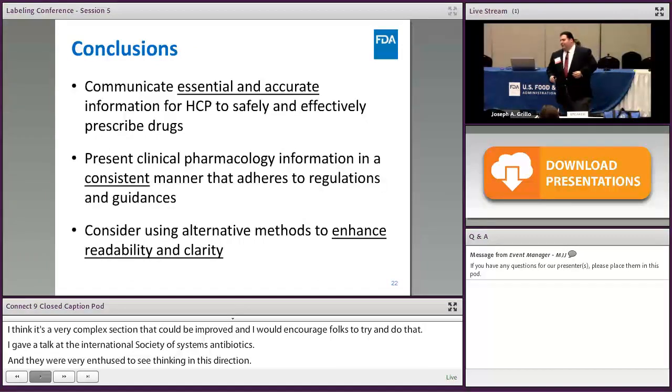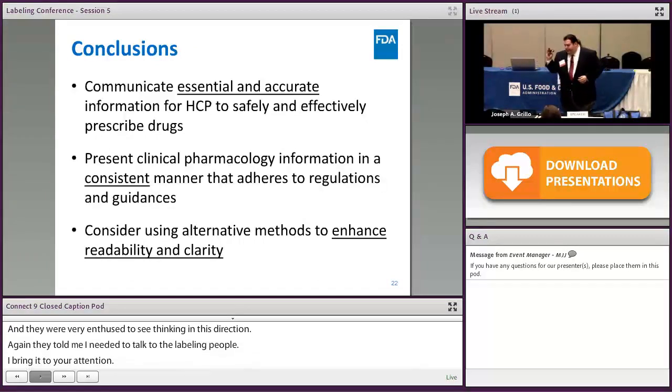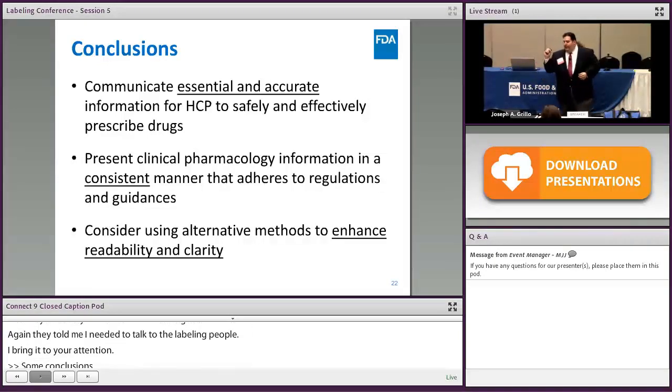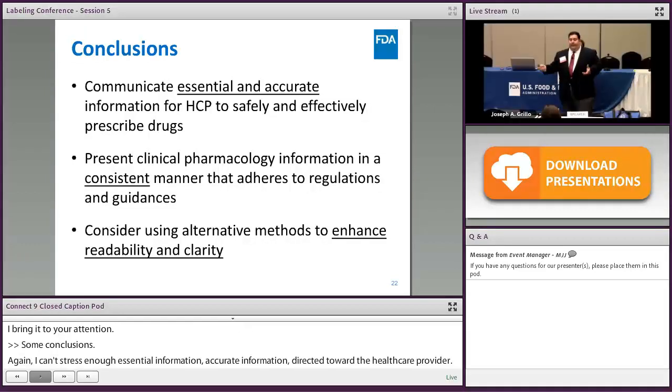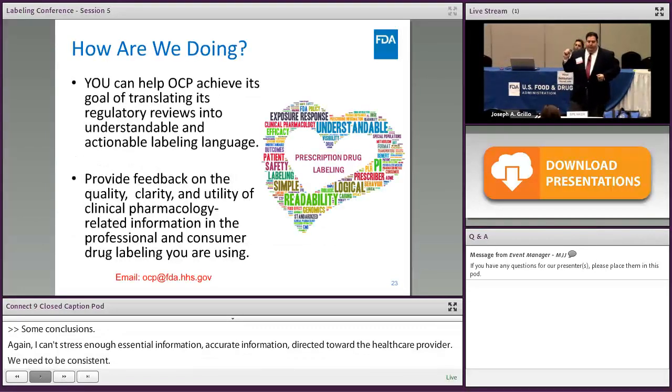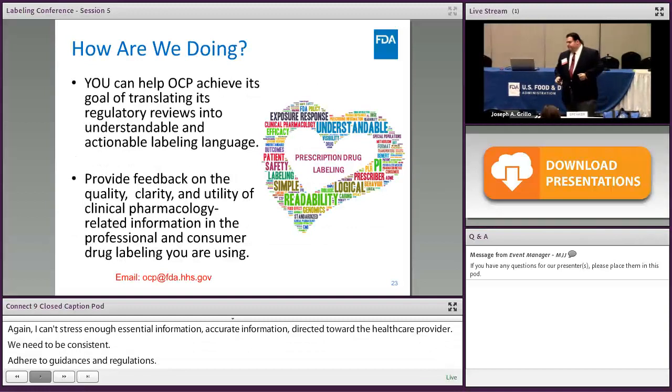So just some conclusions. Again, I can't stress enough: essential information, accurate information, directed toward the healthcare provider. We need to be consistent, adhere to guidances and regulations, obviously, and again, the readability and comprehension is key.